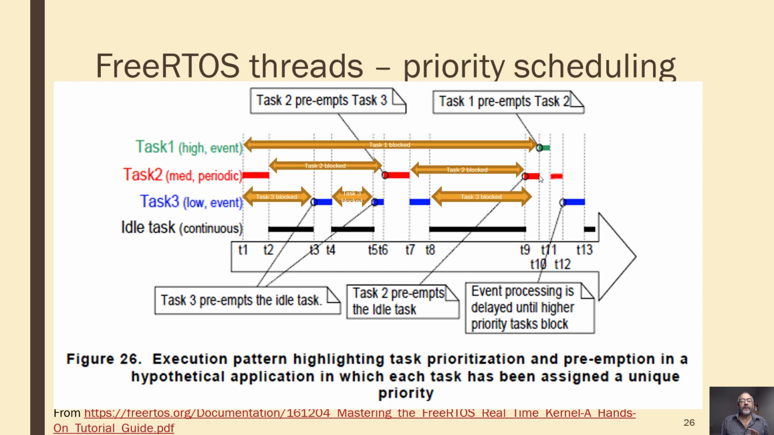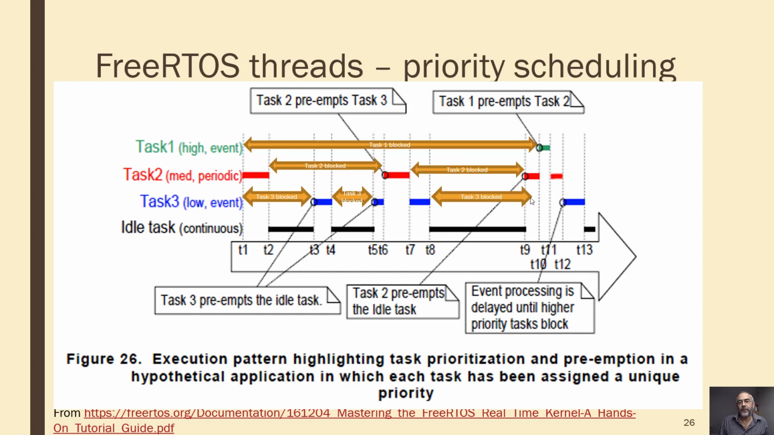But it will not be allowed to finish its work as a reaction on that timer event on T9, because at time T10, task 1 wakes up. The event that task 1 was waiting for occurs at time T10. So the moment that happens, task 1 wakes up and immediately takes over the CPU because it has the highest priority. So then we have T2 ready, but also T3 ready.